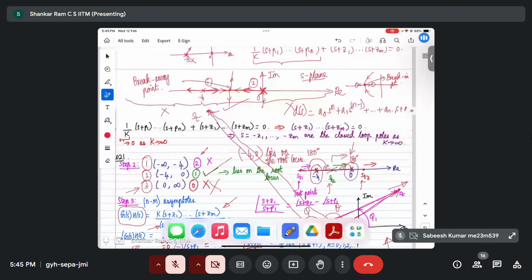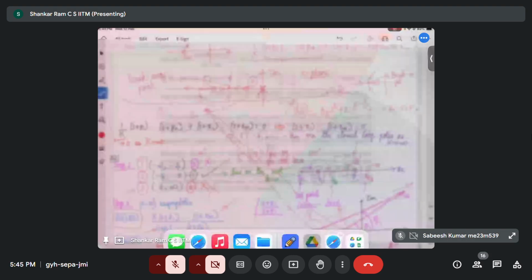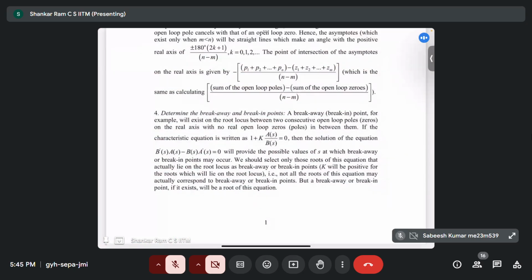So what, like in the next class. So let's forget the terms in the parenthesis. Right now I will only read the terms outside the parenthesis in step 4. A breakaway point, for example, will exist on the root locus between two consecutive open loop poles on the real axis with no real open loop zeros in between them. That's what happened in our example, right? We had two consecutive real open loop poles, one at 0 and one at -4.